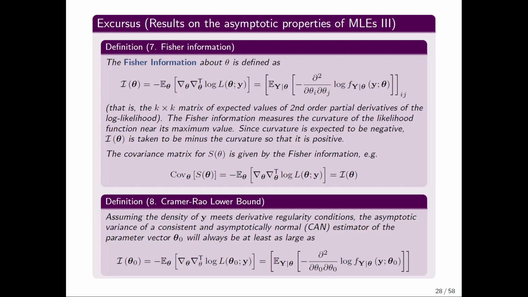Assuming regularity conditions on the density, the asymptotic variance of any consistent and asymptotically normal estimator of theta will always be at least as large as the inverse of the Fisher information. So the way to think about this is the Cramer-Rao lower bound is saying the Fisher information sets the floor on achievable variance.